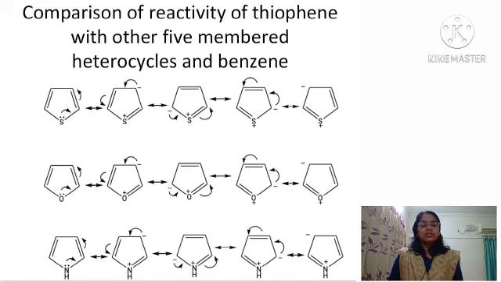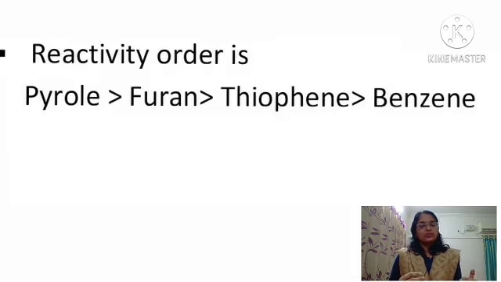But the availability of electrons on the carbon atom is less due to the fact that the mesomeric effect, that is the resonating effect, is smaller. And due to the size difference between carbon and sulfur, there is a non-effective overlapping of the p orbital. That is why its reactivity towards the electrophile decreases in thiophene. So when we look at the reactivity order, pyrrole is the most reactive, then comes furan, then thiophene, and then only benzene.